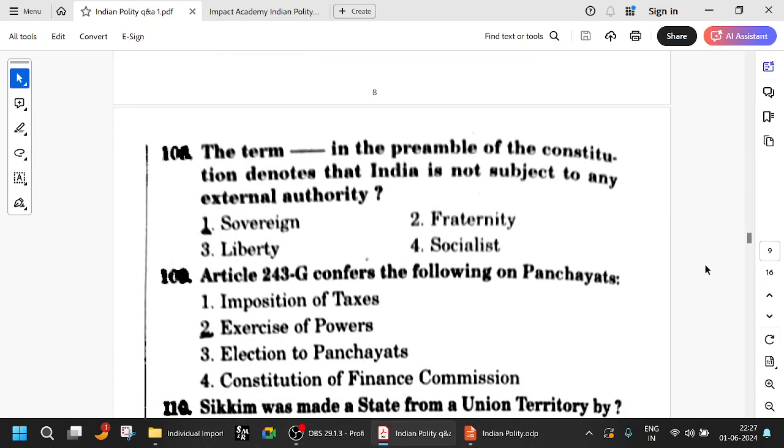The term sovereign in the preamble of the constitution denotes that India is not subject to any external authority. Socialist means we have distribution of wealth, equal work for equal pay, all those are socialistic principles. Liberty of thought, expression, speech, assembly, all those things. Sovereign, we are a sovereign state. That means we are not subject to any external authority. India will take decisions on its own.